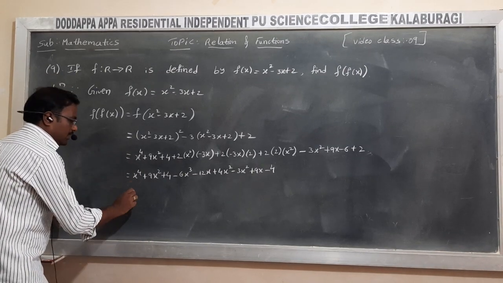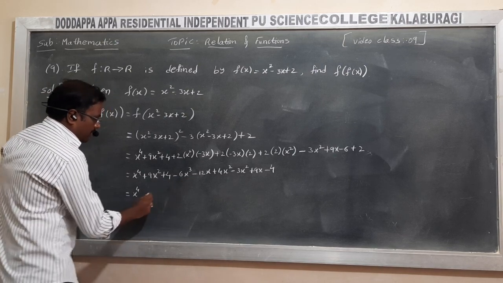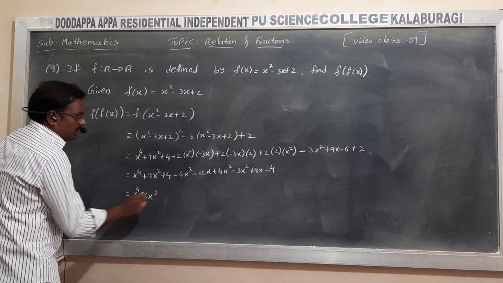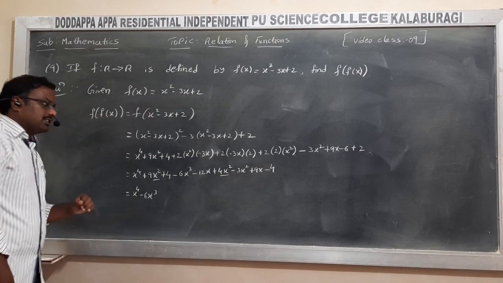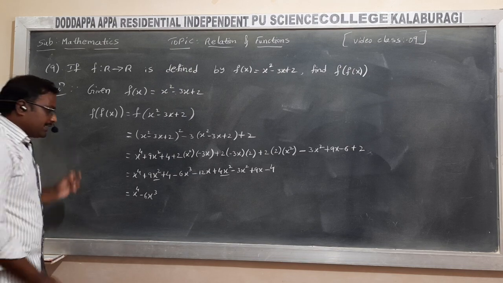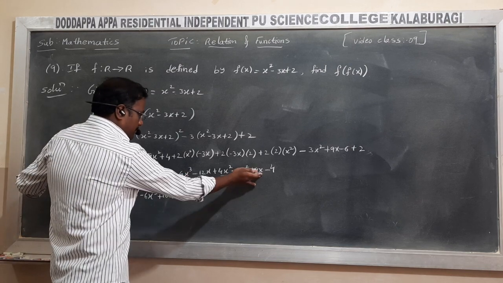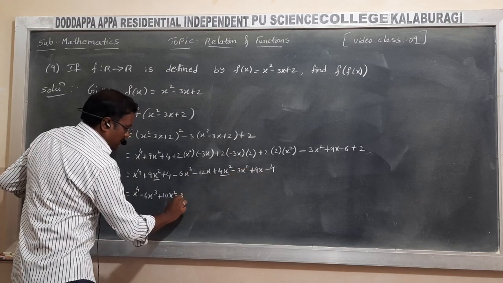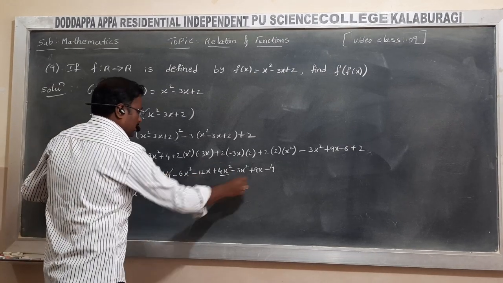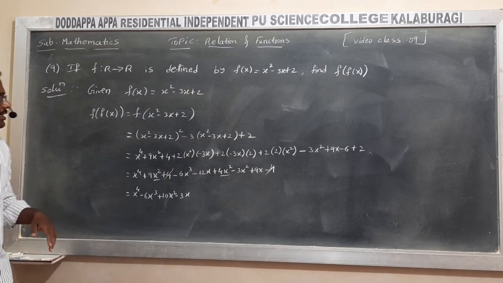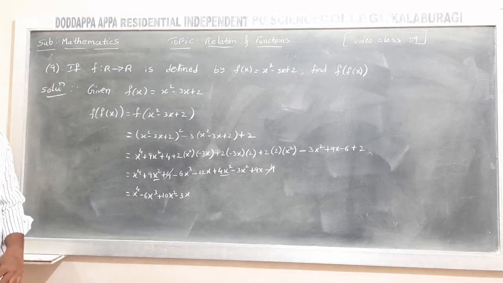So here first take the highest power, x raised to 4 is there first. Afterwards cube, only one value, minus 6x cube. Next 9x square plus 4x square, that is 13x square, minus 3x square means plus 10x square. Minus 12x plus 9x is minus 3x. Plus 4 minus 4, both are cancelled. So we get the answer: x raised to 4 minus 6x cube plus 10x square minus 3x. Okay.